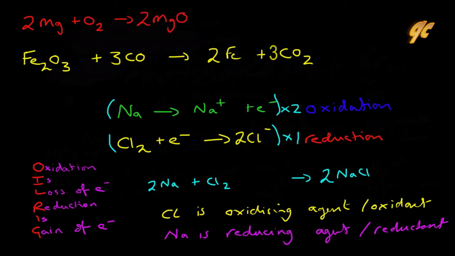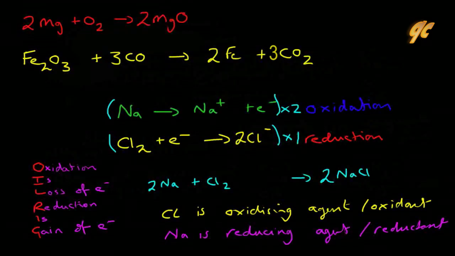It's very important to get these the right way around. Sodium has undergone oxidation. Chlorine caused the oxidation, therefore chlorine is the oxidant. Chlorine has undergone reduction. The sodium caused chlorine to be reduced, therefore sodium is the reducing agent or the reductant.